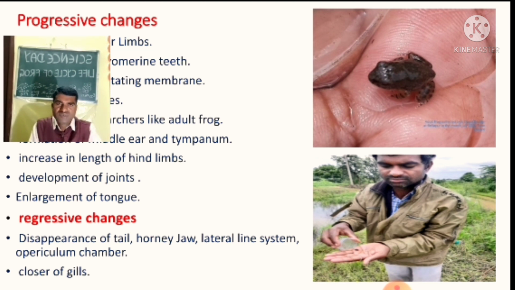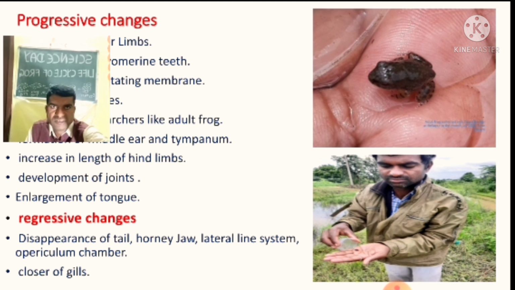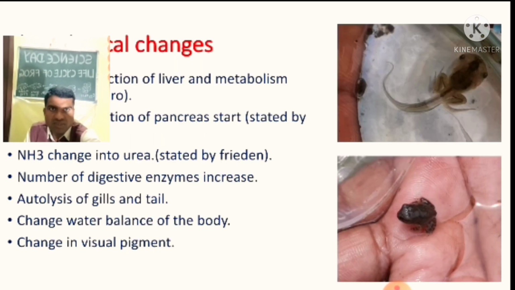And next one, that is the regressive changes: disappearance of tail, horny jaw, lateral line system, operculum chamber, closure of gills. So these are called as a regressive changes. We can observe here in this picture the frog. So in here the field visit, small little bit like structure, that is the frog we observe here.